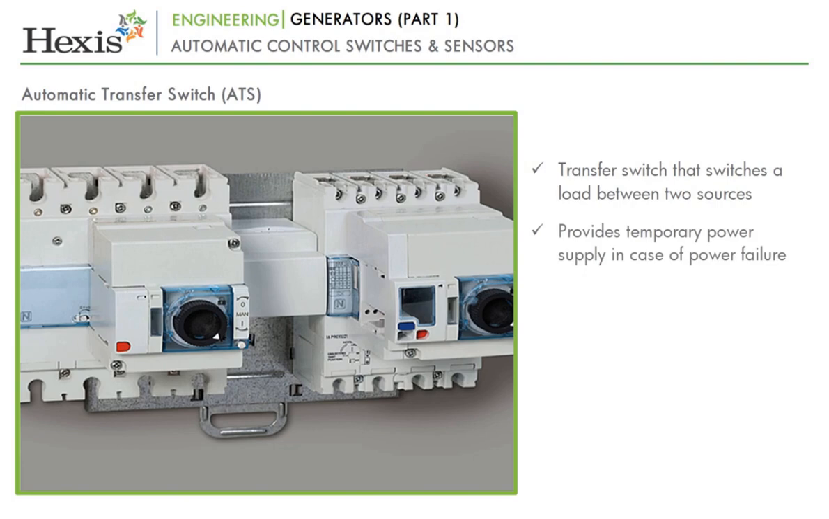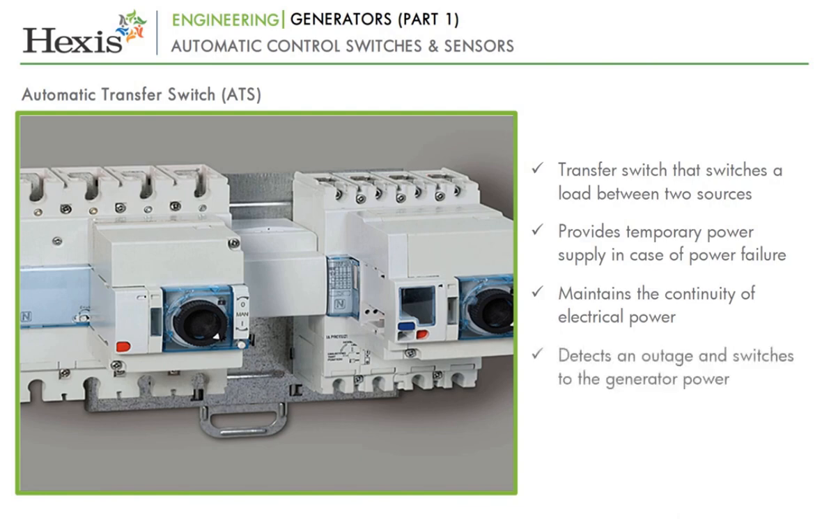failure. Control panels can be combined with an automatic transfer switch, that is ATS, to maintain the continuity of electrical power. The ATS detects an outage when the local grid fails and switches to the generator power when required. This feature of a control panel is extremely useful in industrial situations for ensuring mission-critical continuity.